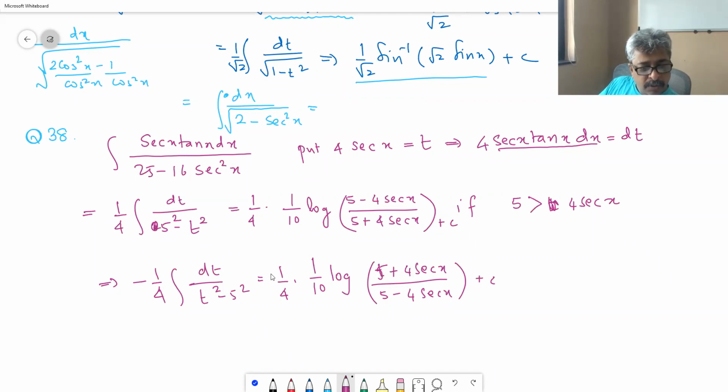Because this minus sign is there outside, and then again the flipping will take place if I take that minus here. Am I doing it correctly?